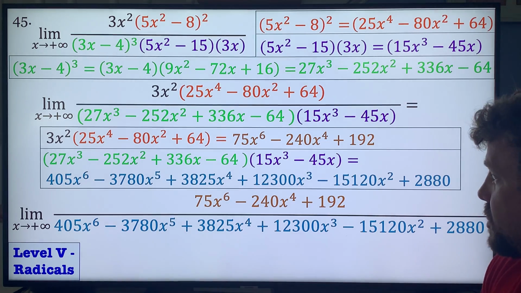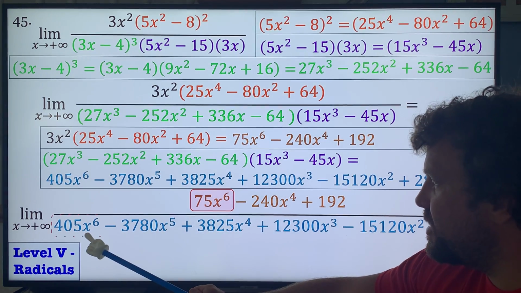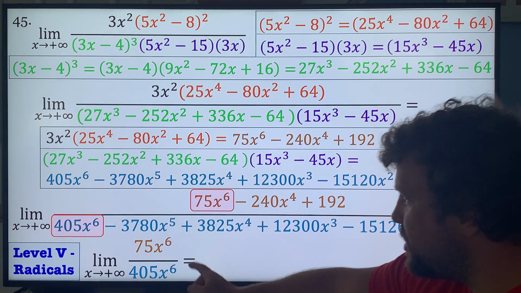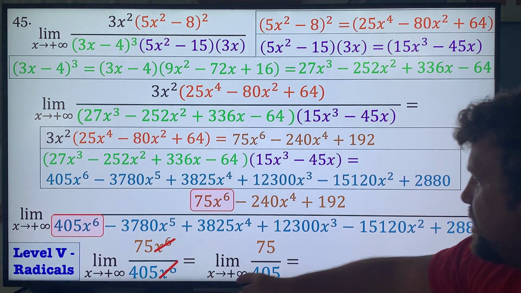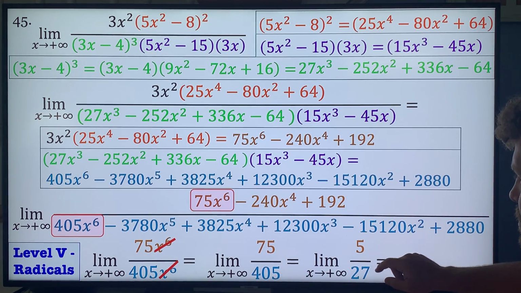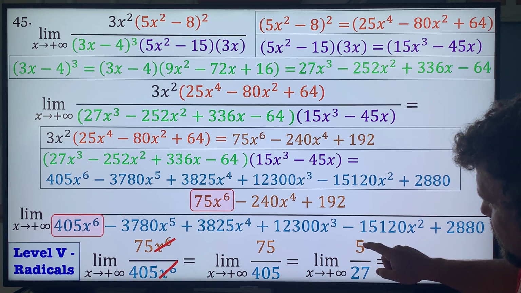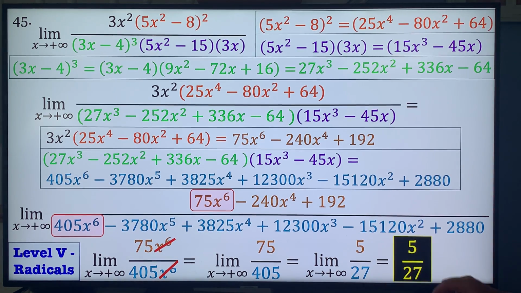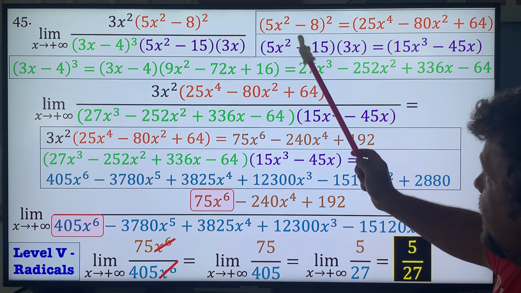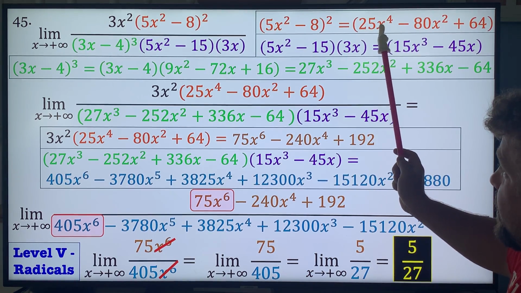No, you don't have to, because all we care about is the highest degree term. And then what we actually do here is we cancel out the x to the 6's. We take a 5 out. No, we take a 15 out. 5 over 27. If you get to, say, this point, 5 squared is 25x to the fourth. That's the one we really care about here.